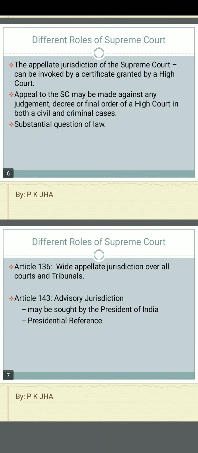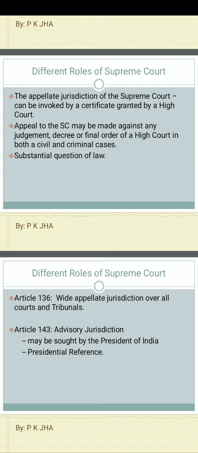Did you get it? Okay, I'm explaining it once again. Under this wide appellate jurisdiction, that means Article 136, the court may grant special leave to appeal. Special time would be given for appealing, or for getting the copy of the judgment, decree or any determination or sentence or order in any cause, in any matter passed or made by any court or any tribunal within the territory of India. Okay, I hope I am clear.